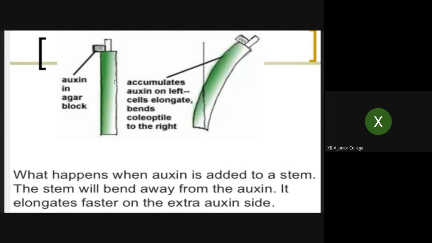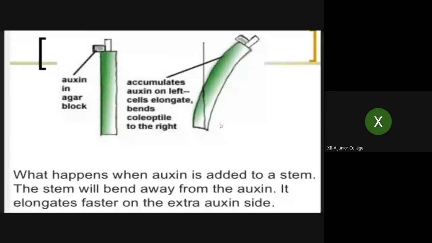Then what is observed? Bending of the stem towards the opposite side is observed. You can see the agar block is kept at the left side, and the bending is seen at the right side. So auxin accumulates on the left, cells elongate and bend the coleoptile to the right. This is what was observed by Went.